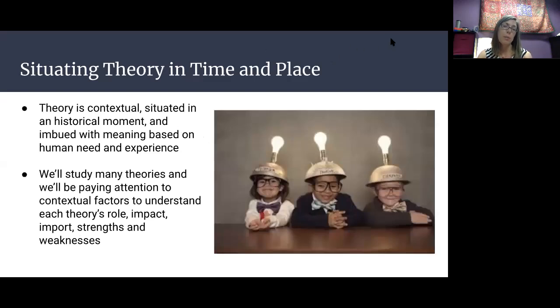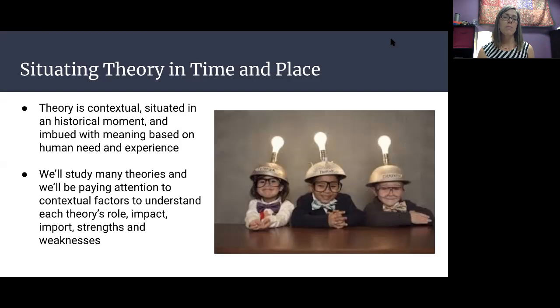So, situating theory in time and place. And this is what I've been talking about, as it changes over time. Theory is contextual, it's situated in a historical moment, and it's imbued with meaning based on human need and experience in that era. So when you're studying a theory, it's really important to understand what place in history that was. What country was it? A lot of what we're studying is very much in the tradition of the Western world, so European and US based theories, and that's a really specific worldview. It's not homogenous across, but there are similarities just based on immigration and how the US came to be founded, so these bodies of knowledge don't encompass all ways of knowing or all experiences.